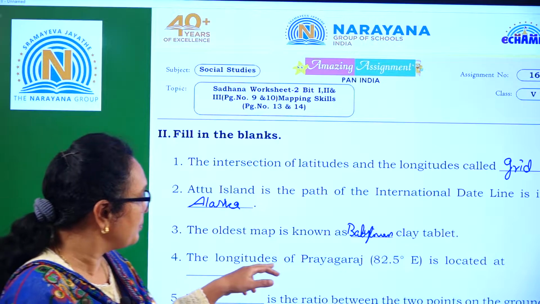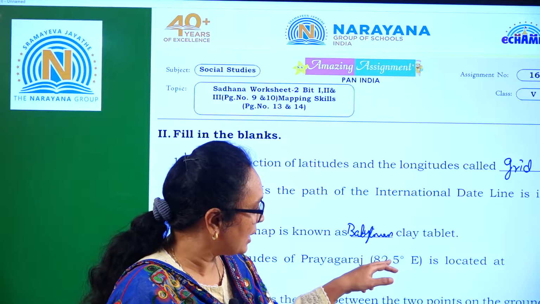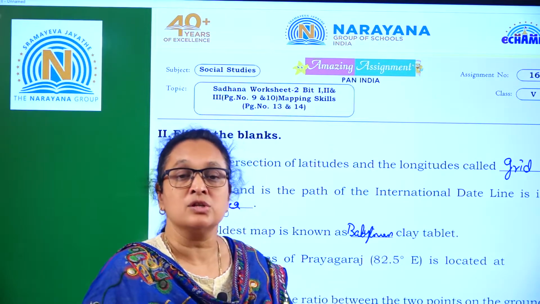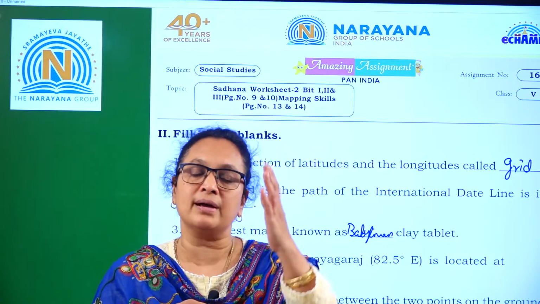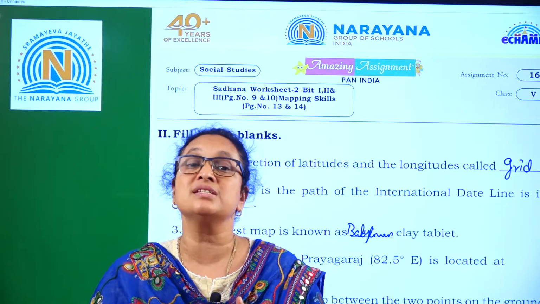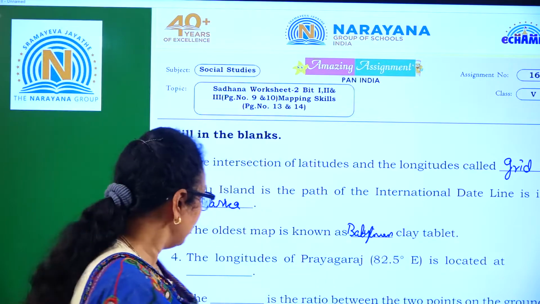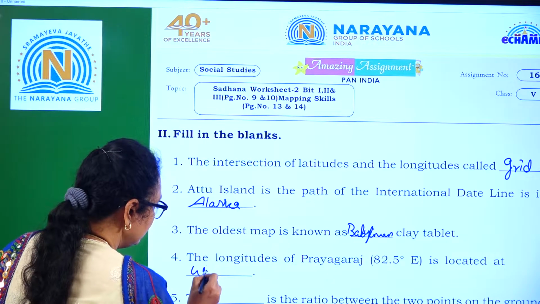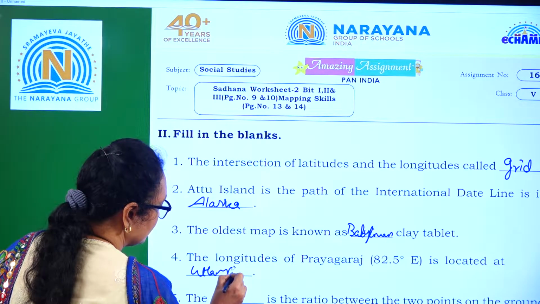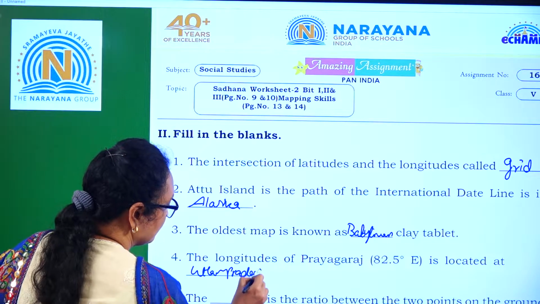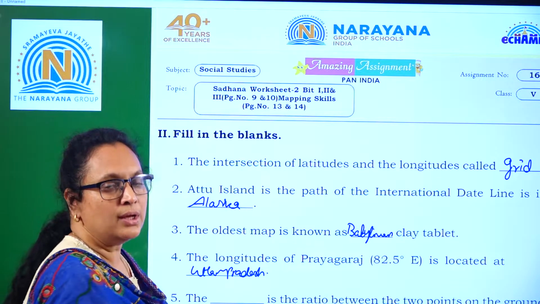Now coming to the fourth one, the longitude of Prayagraj, 82.5 degree east, is located at. So where is Prayagraj? Now Prayagraj is called Allahabad. Where is it? It is in Uttar Pradesh.